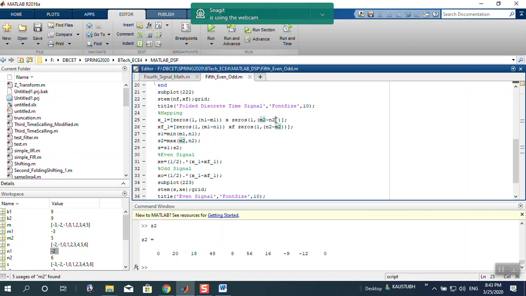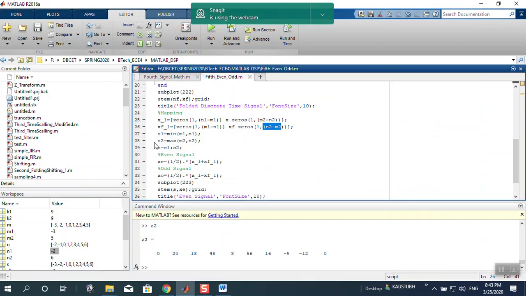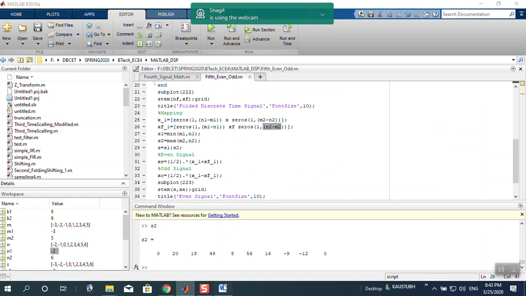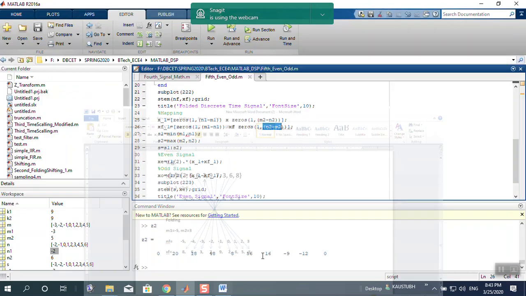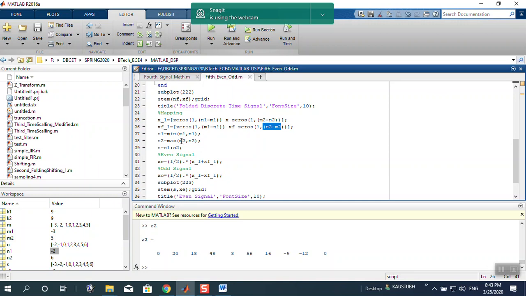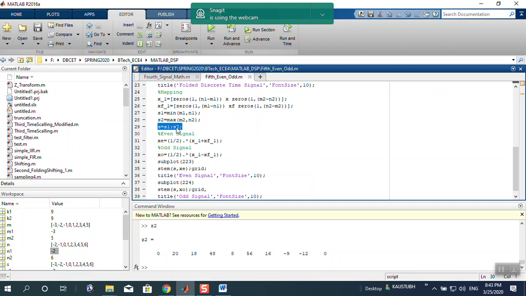So 3 minus 5 is minus 2. So zeros(1, minus 2) will be an empty matrix. Here there won't be any zeros. Similarly here there won't be any zeros, but here there will be 2 zeros in this given example. And the final time index will be from what? Minus 5 to plus 5. So on the left hand side, the minimum of minus 3 and minus 5 is minus 5. And on this side, the maximum of 5 and 3 is 5. So the minimum of m1 and n1, and the maximum of m2 and n2. So finally, the resultant signal will have the time scale s1 to s2.